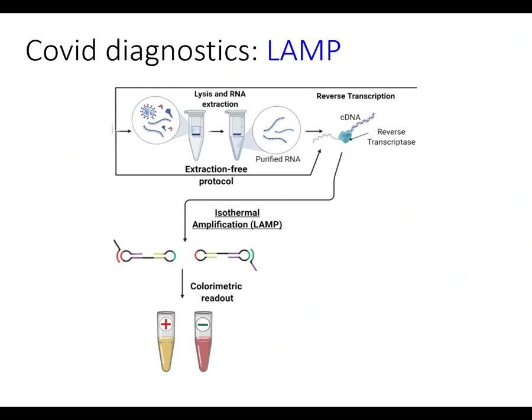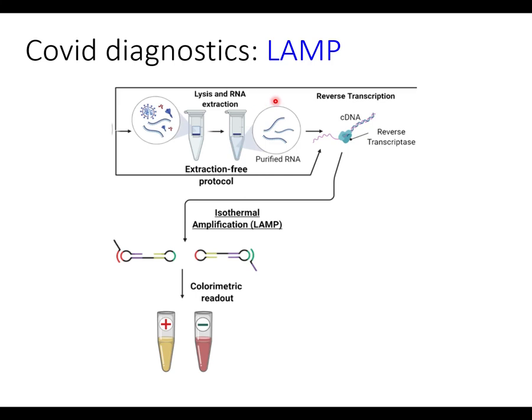Lastly, we're going to move on to LAMP, loop-mediated amplification. This, again, has to take the first step of reverse transcription from whatever sample we have. Now, LAMP uses a polymerase which is more tolerant of some of the junk that we've got in our sample, so we can use extraction-free protocols more readily.